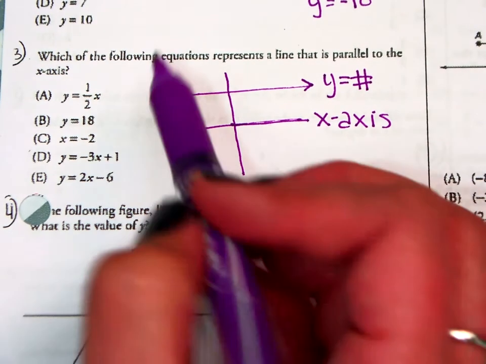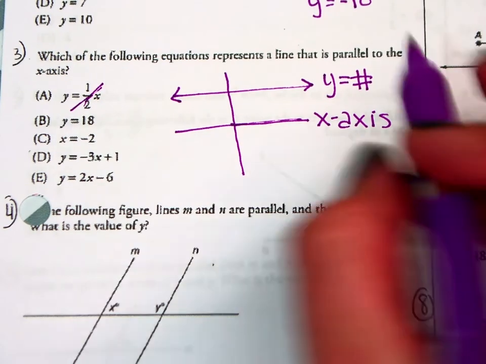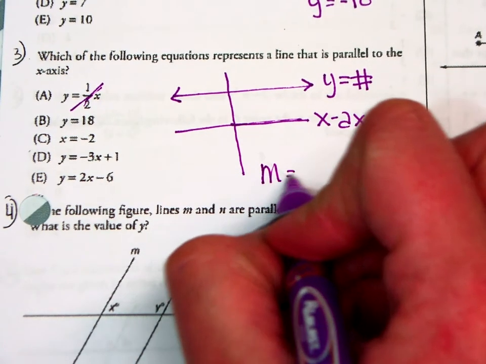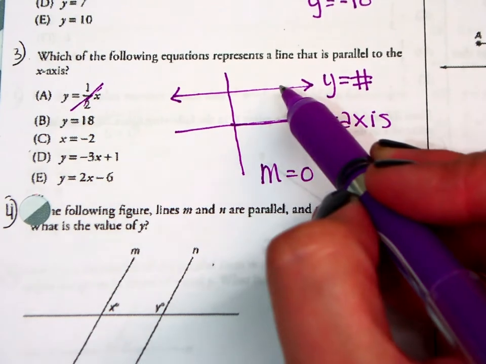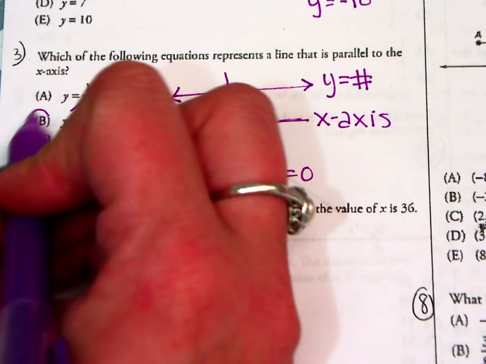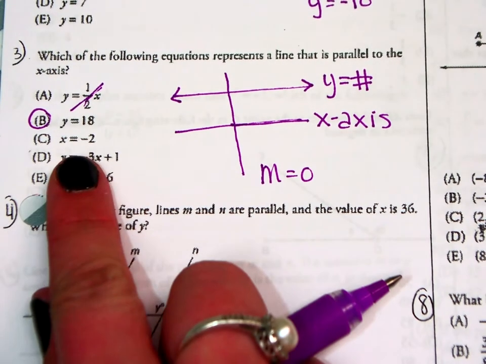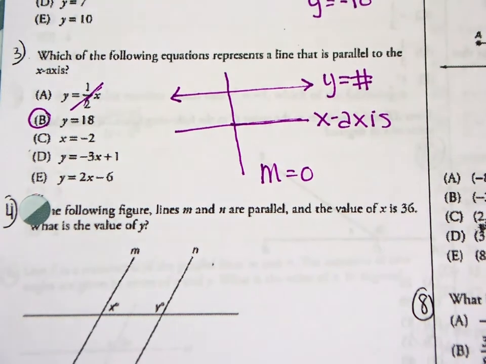So looking at number 1, or option A, this has a slope of 1/2. In these problems, the slope is 0 because it is horizontal. Well, y equals 18 matches y equals a number, so B is the correct answer. X equals negative 2, that would be a vertical line, so we don't want to use that one.